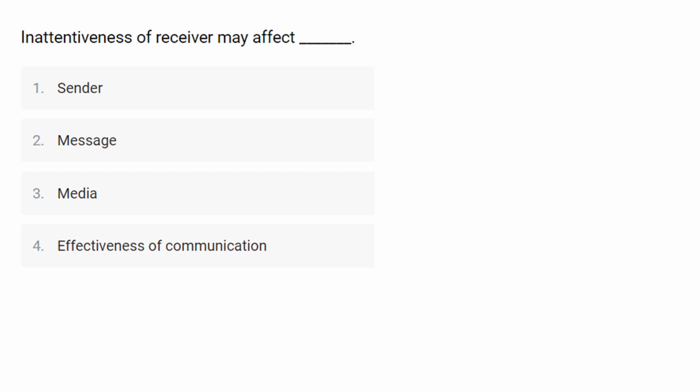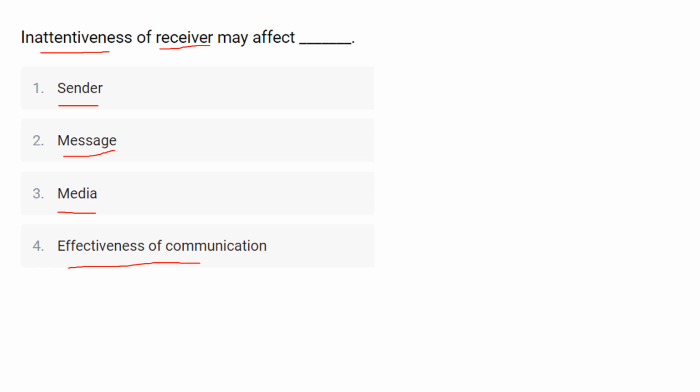Inattentiveness of receiver may affect. So here in this question they ask you what inattentiveness of the receiver may affect, for which the first option is sender, second one is message, third one is media and the last one is effectiveness of communication. So inattentiveness of a receiver may affect the effectiveness of communication. The receiver may become inattentive while receiving the message, especially when the message contains a new idea. Sometimes external or internal distraction may cause the inattentiveness, right?